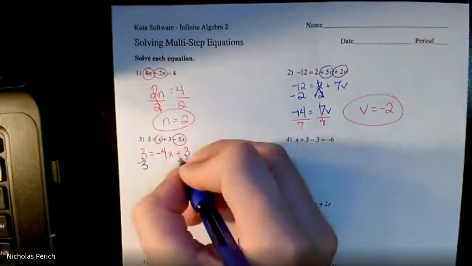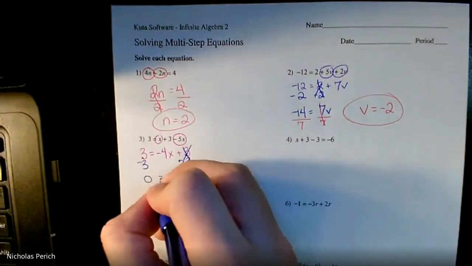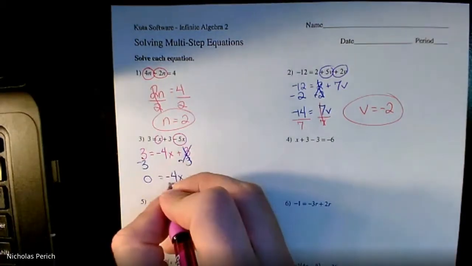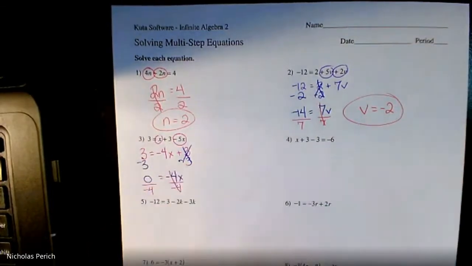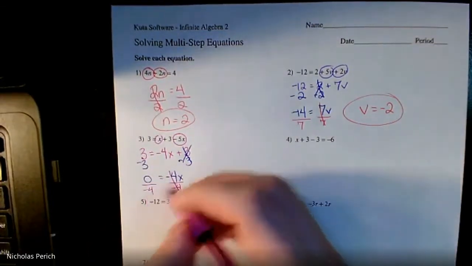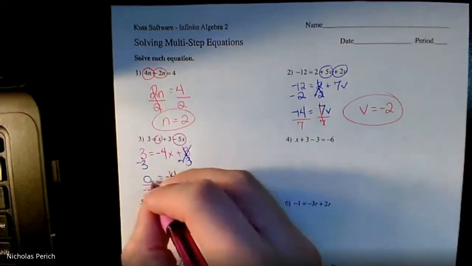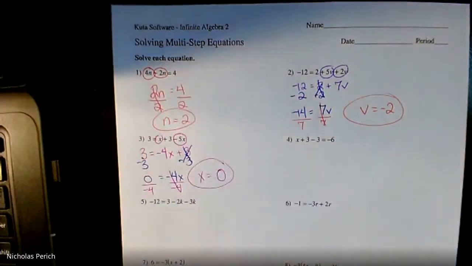And this is where some people might think that I make a mistake. 3 minus 3 is 0, and that equals negative 4x. Now, people are like, 0, I did something wrong. No, you didn't. 0 is a number, and you're allowed to get 0 as an answer. And that's what we're going to do here. If I divide both sides by negative 4, divide both sides by negative 4, and cross you out, 0 divided by negative 4 is 0. So what's x going to equal? 0. So x equals 0.